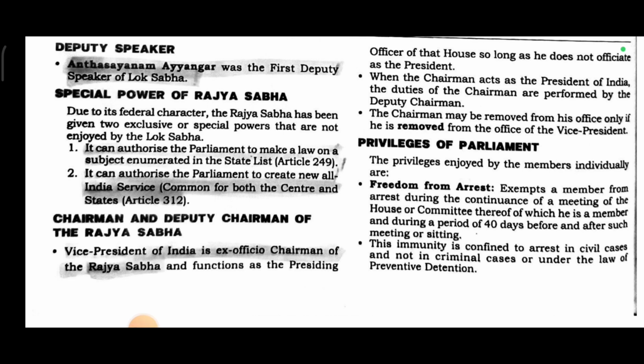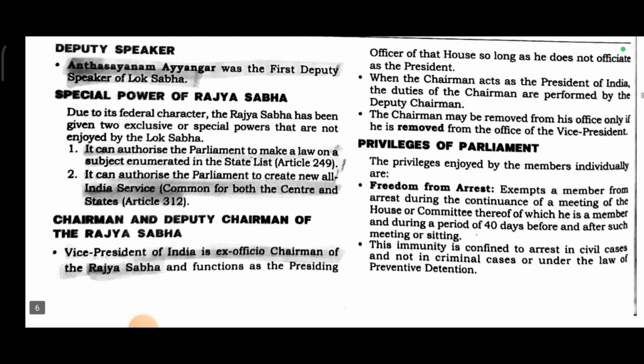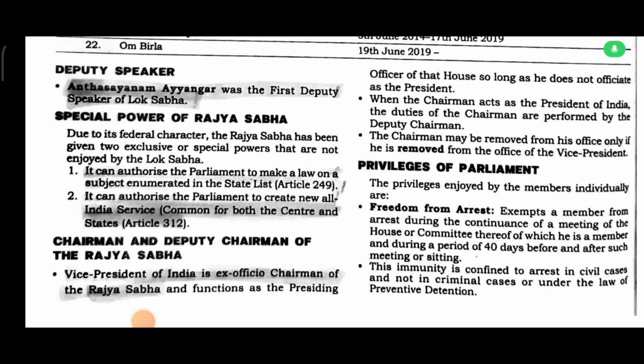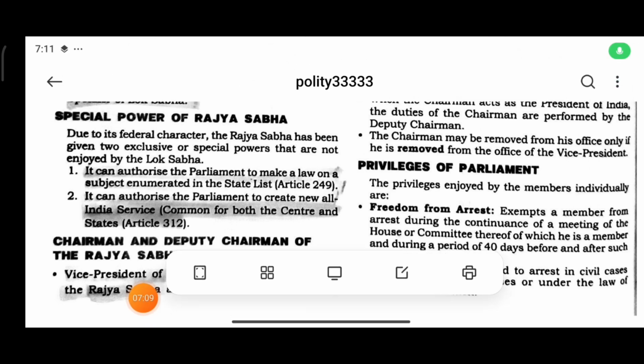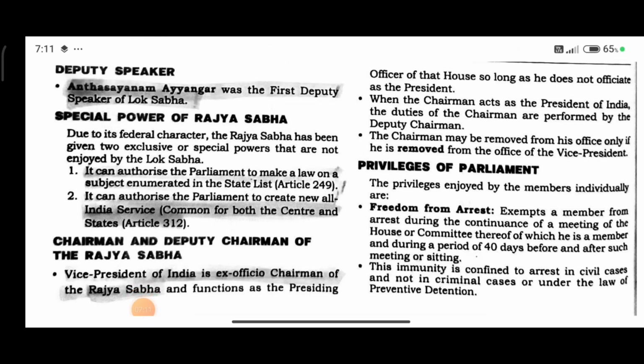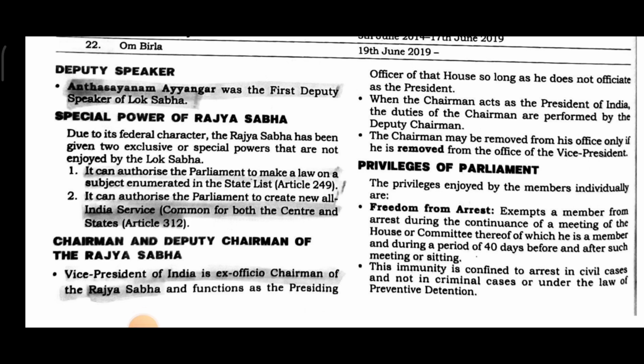Vice Chairman and Deputy Chairman of the Rajya Sabha. The Vice President of India is ex officio Chairman of the Rajya Sabha and functions as the presiding officer of that House so long as he does not officiate as the President. When the Chairman acts as the President of India, the duties of the Chairman are performed by the Deputy Chairman. The Chairman may be removed from his office only if he is removed from the office of the Vice President.